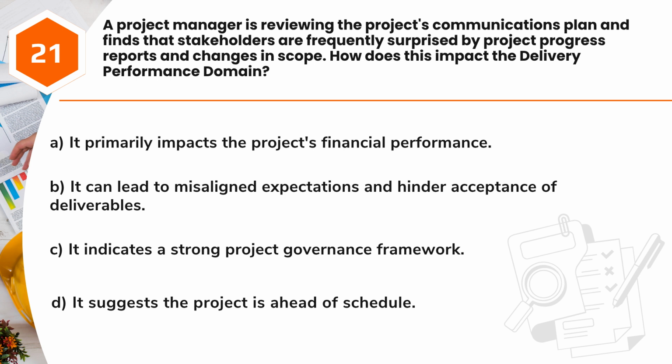project progress reports and changes in scope. How does this impact the delivery performance domain? A. It primarily impacts the project's financial performance. B. It can lead to misaligned expectations and hinder acceptance of deliverables. C. It indicates a strong project governance framework. D. It suggests the project is ahead of schedule.